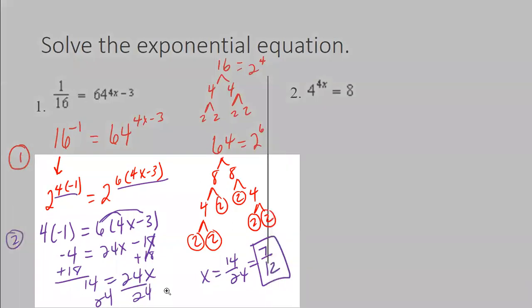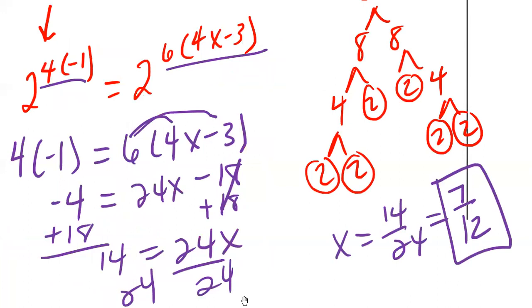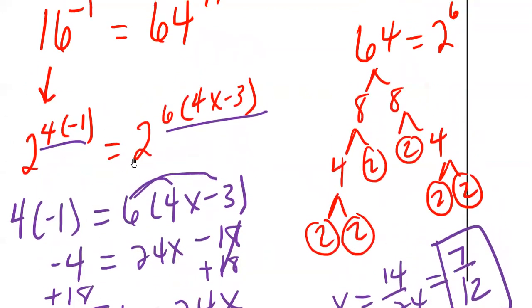All right, so let's zoom in on the algebra. All we did for the algebra again was multiply, which meant we distribute. After that, it just became a two-step linear problem, right? We add, then we divide. So we added 18, and then we divided by 24. We got 14 over 24, which reduced to 7/12. Okay, so that's step 2, because once your bases are the same, step 2 says all you have to do is focus on the exponents.